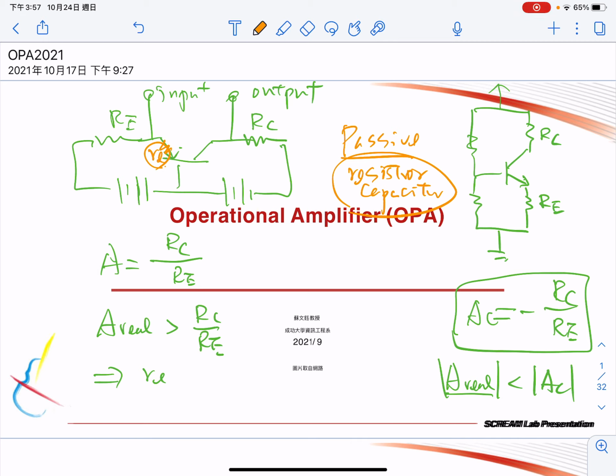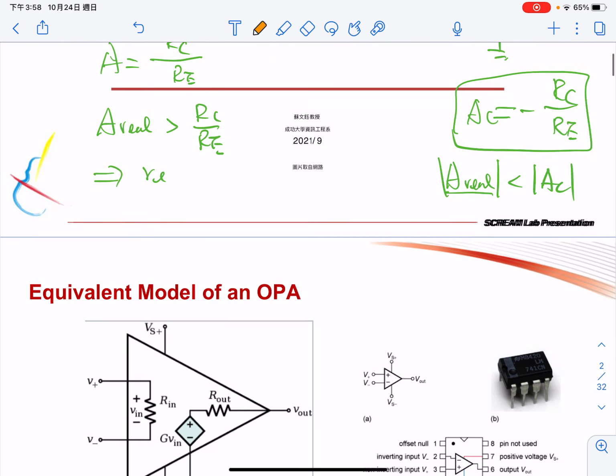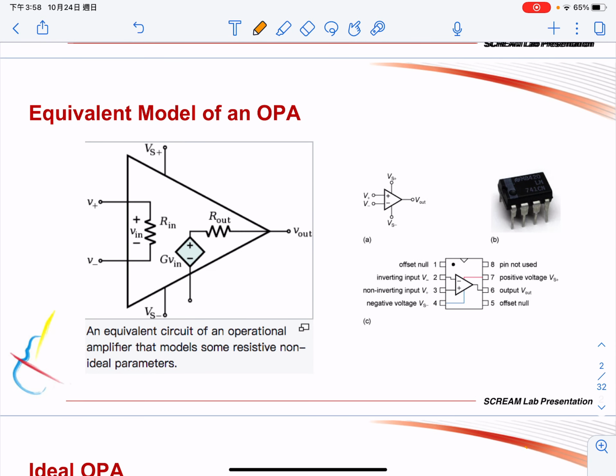But the operational amplifier is something very different, because it relies on some special characteristics, such that the basic characteristic of the operational amplifier cannot affect the amplification factor. That's why we need it. And this is the equivalent model of the operational amplifier.